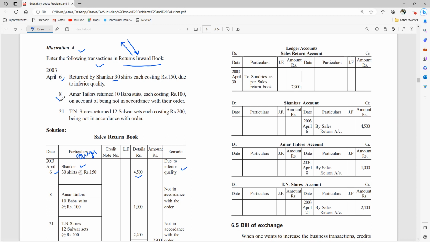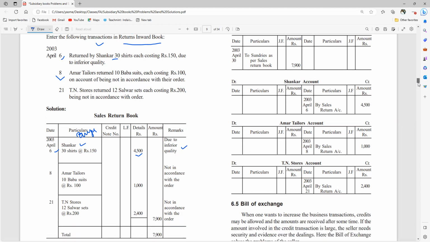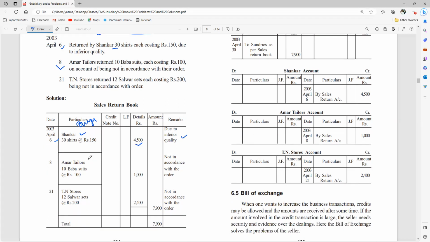Next, on 8th April 2003, Amar Tailors returned 10 Baba suits, each costing rupees 100, on account of being not in accordance with their order. What they expected, we have not met. That may be in terms of size, quantity, quality or anything. So it is not in accordance with their order. On 8th, Amar Tailors has returned the goods: 10 Baba suits, each suit is 100 rupees. 10 into 100 is 1,000 rupees. The reason is written here in the remarks.